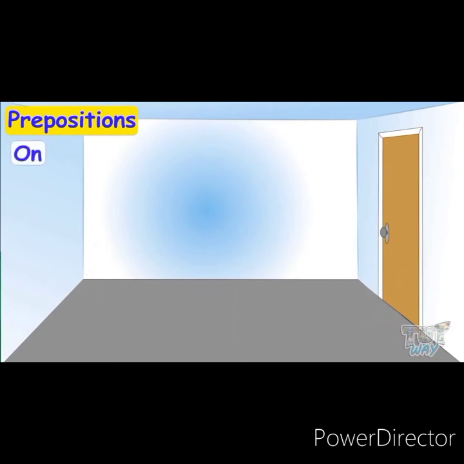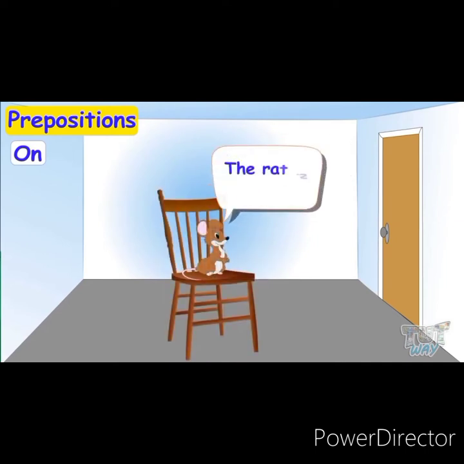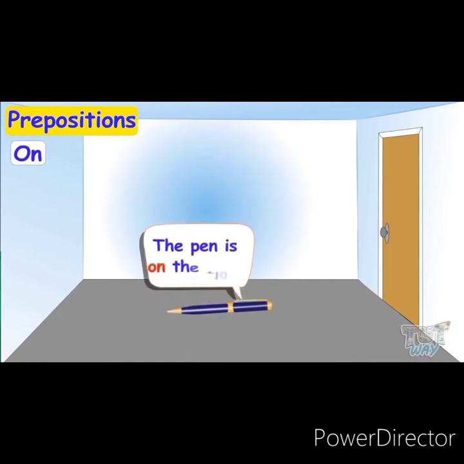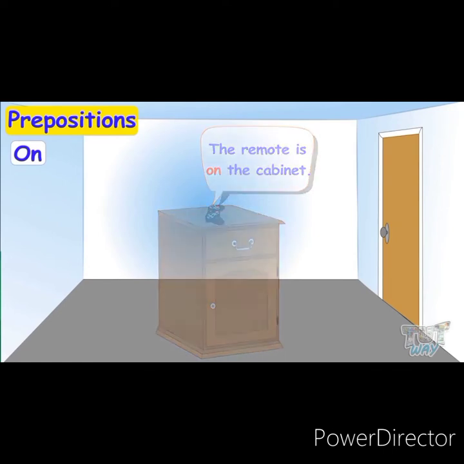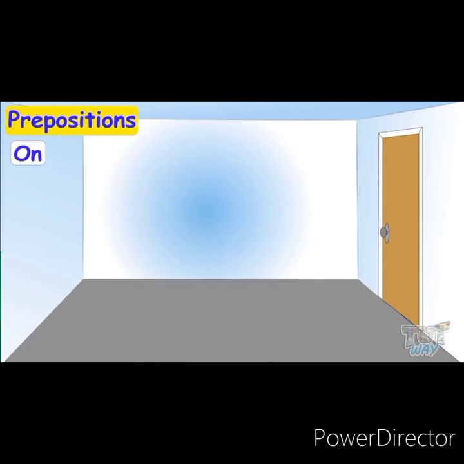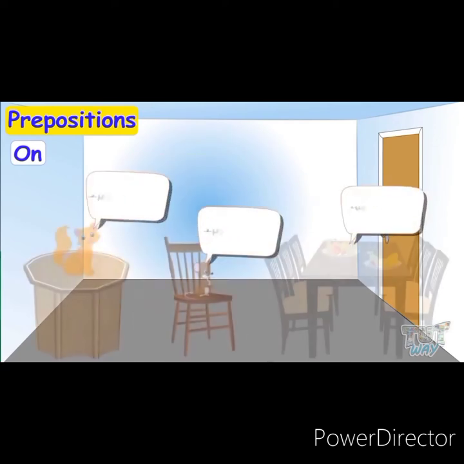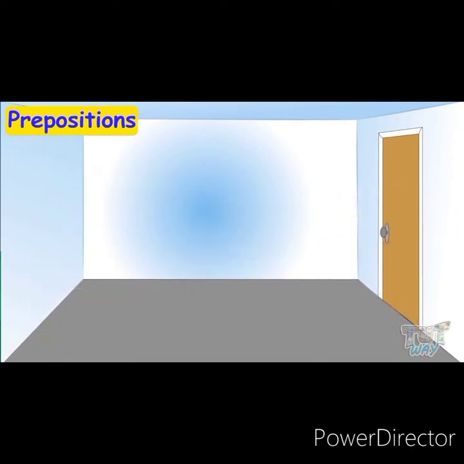Next, we will understand the preposition on. Now let us see how it is used. The cat is on the table. The rat is on the chair. The pen is on the floor. The remote is on the cabinet. The fruits are on the table. So we have understood how the preposition on is used.